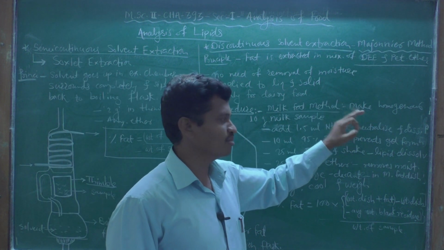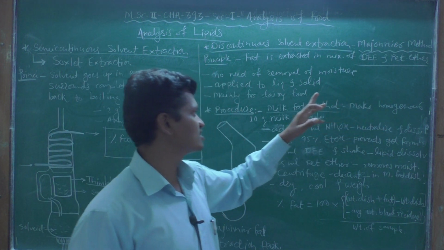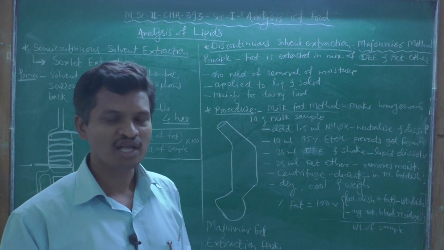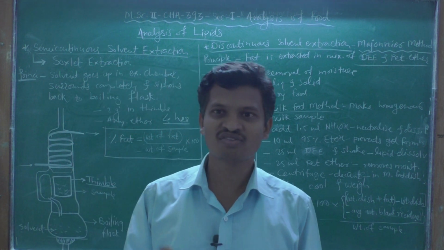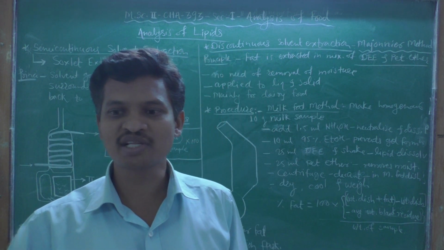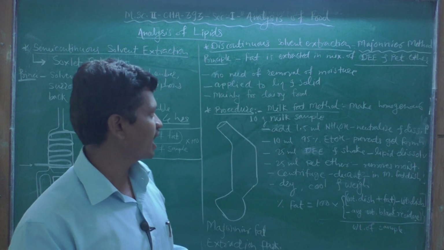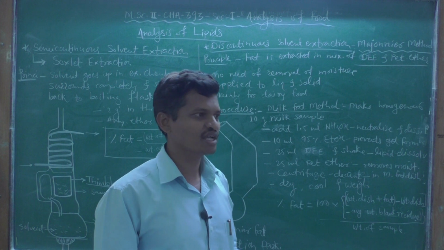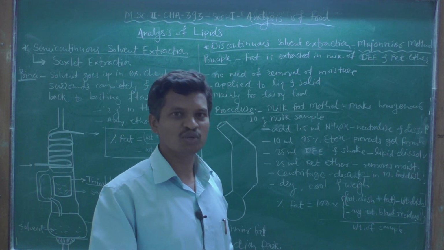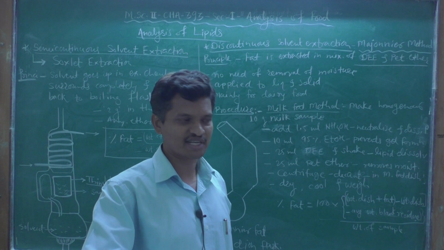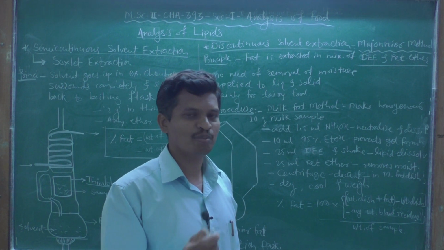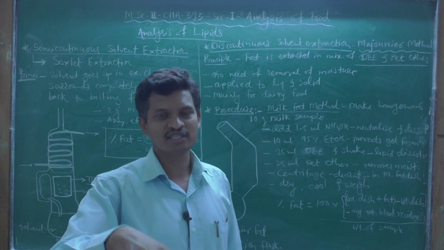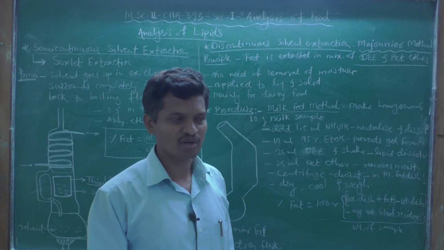The first attempt is to make a homogeneous milk sample. We have to take 10 gram of milk sample, and our first aim is to make that milk sample homogeneous. This can be done by stirring or by heating at 20 to 25 degrees Celsius on a water bath. On doing this, the fat contents or lipids may get solubilized in the liquid milk.